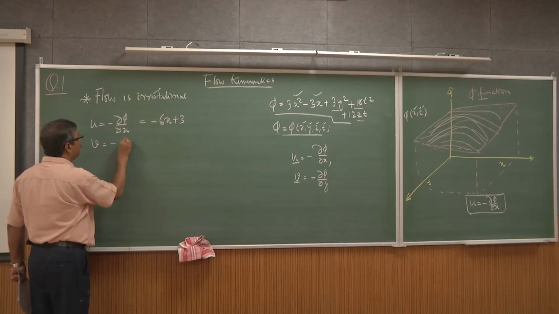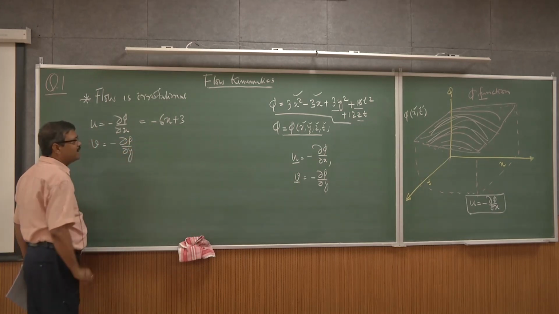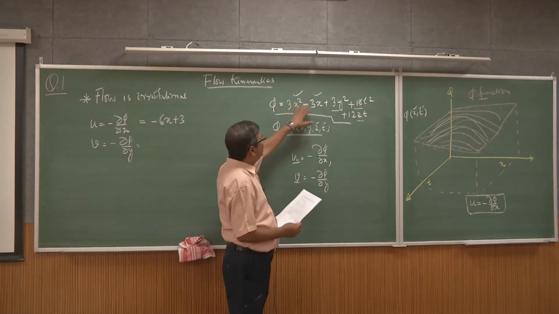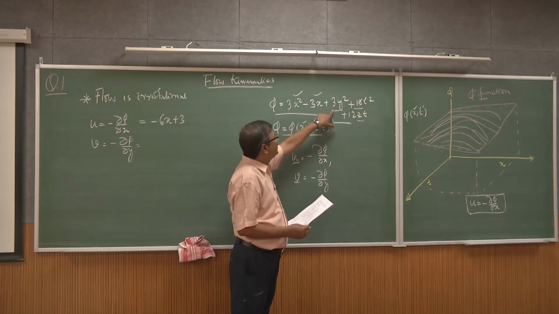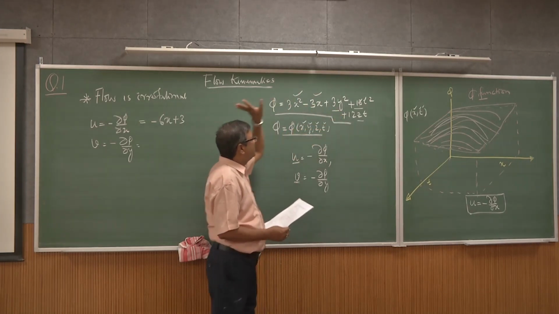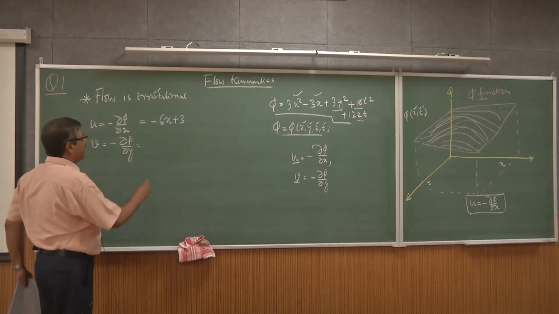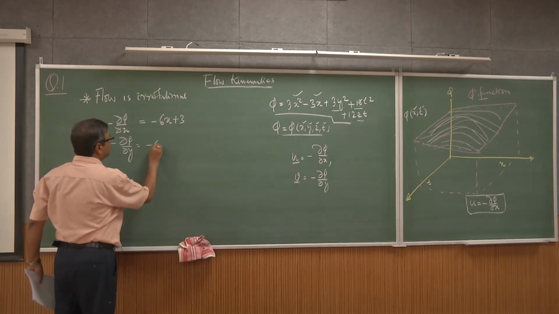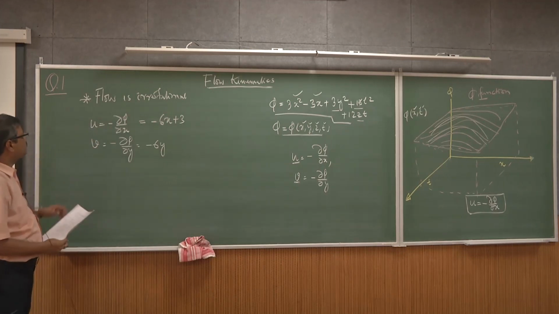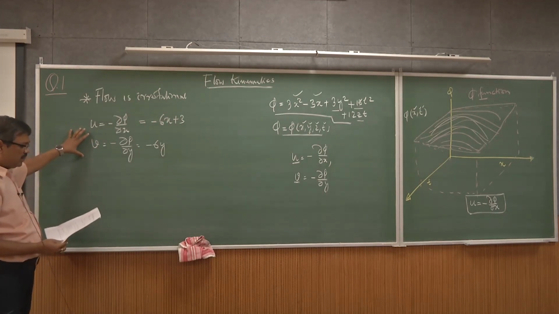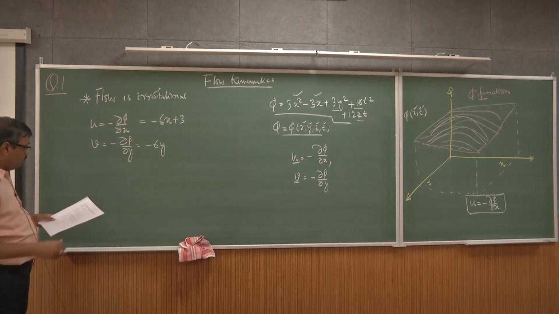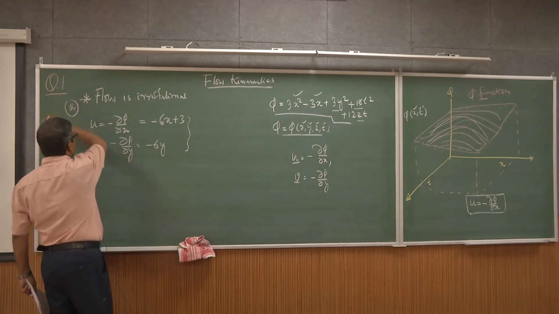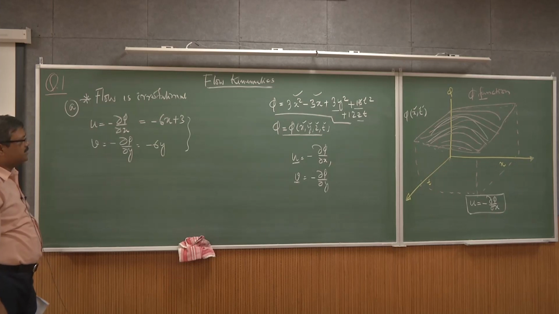In the same way, I compute the scalar velocity field in the y direction, which is the partial derivative with respect to y. Looking at this equation, only this term contains y, so the others can be considered constants. Doing the partial derivative of phi with respect to y, you will get minus 6y. These are the two velocity components we obtain, which is part A, the irrotational velocity field we were looking for.